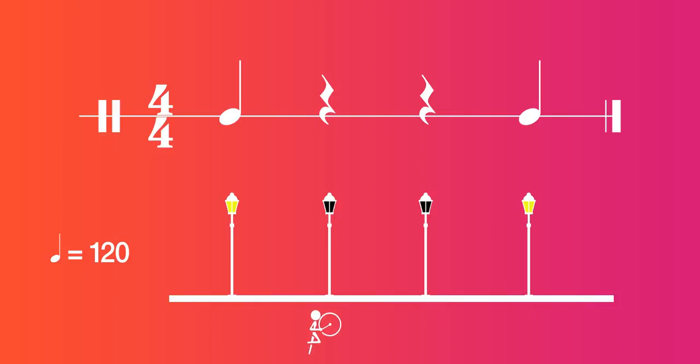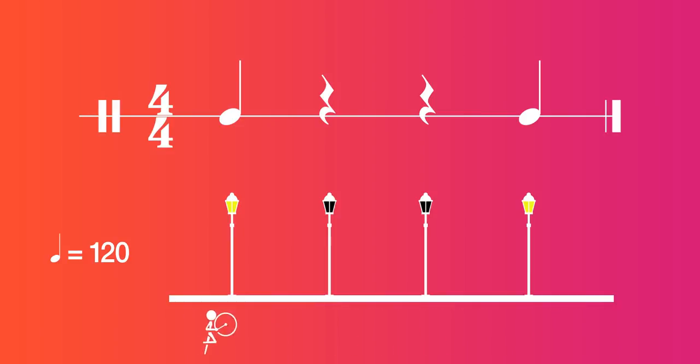The key point of this analogy is that whether the light is on or off, it still exists at a specific point on the track for the musician to check. In the same fashion, whether a beat is occupied by a note or a rest, it's still important to acknowledge it and not skip over it just because there is or isn't a note there.